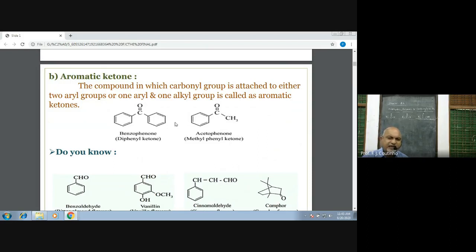Now this is one phenyl, this is a second phenyl, that's why we call it diphenyl. And this is a ketonic group. So this is what you should know. This is an aromatic ketone.